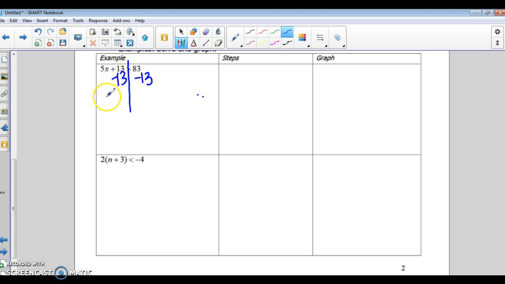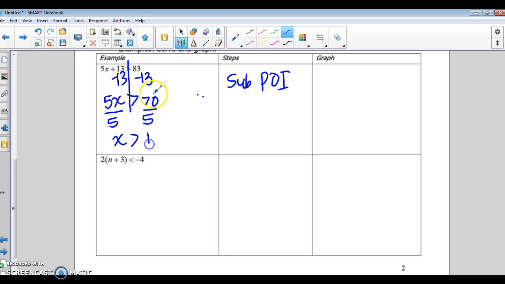What do we have left? Then we have 5x. It's still greater than 70. Okay, so we use the subtraction property. Then what do I need to do? If I want to solve for x, I need to get rid of 5, so I divide by 5 from both sides. So x is greater than 70 divided by 5, which is 14. So we have x is greater than 14. So we use the division property.